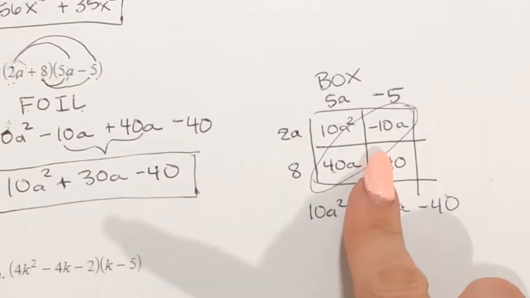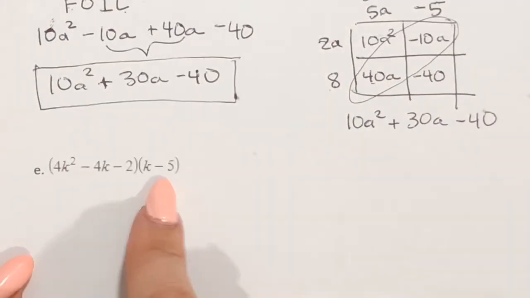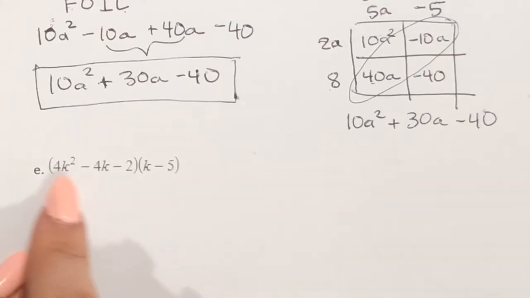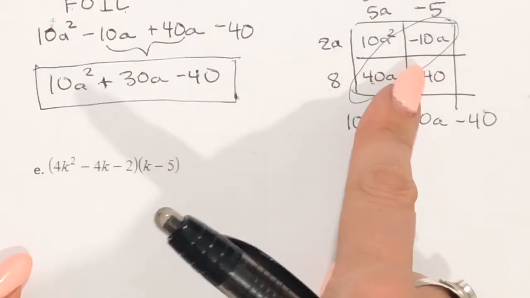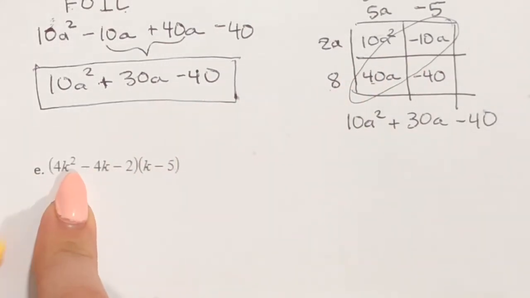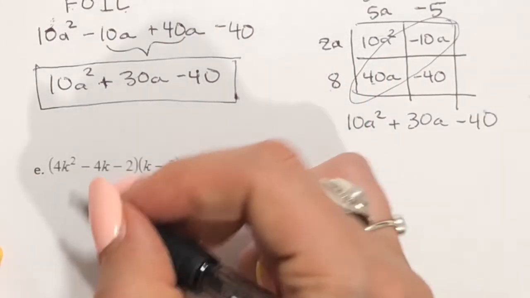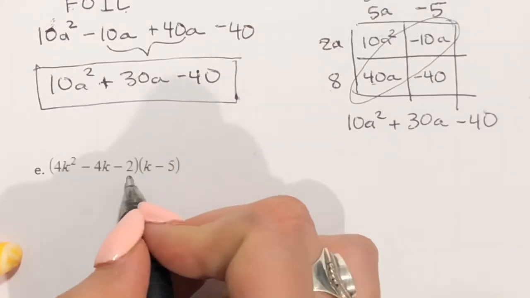I do like the box method more when doing problems like this that are bigger, because it can get really messy when you're foiling with a big one. So the box method will keep ones like this a little bit more organized. So when they're bigger ones, I do prefer the box method. So let's do this one the box style.